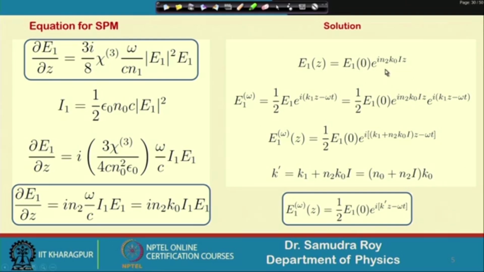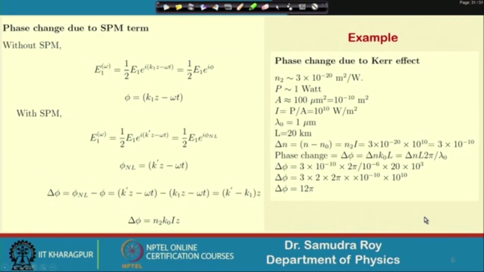But if I write this term together with these things, then we will have a solution, and this solution suggests that the field is going to change, because the propagation constant k prime is now changed because of this nonlinear effect. So this solution we have already done. Just once again to show that you can do that in this way also.